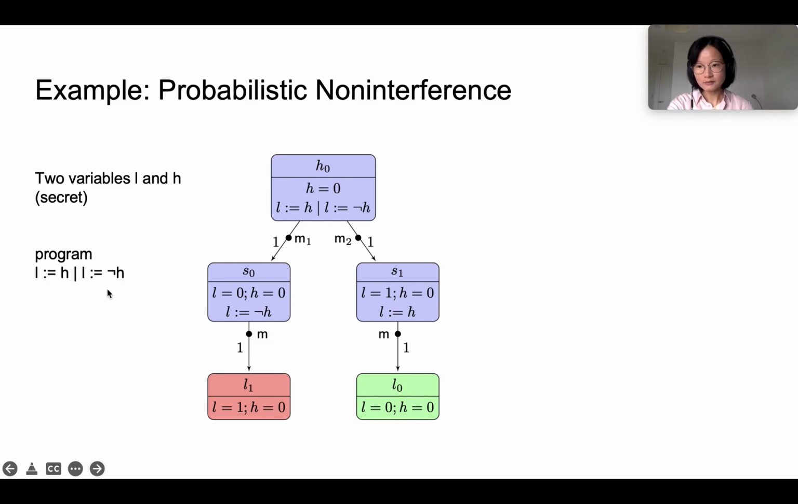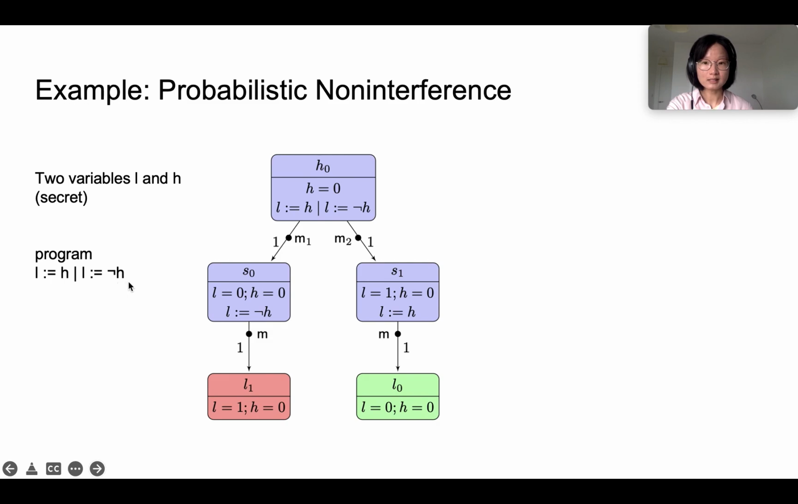Here I give you an example of a simple concurrent program with just two Boolean variables, L and H. L, as its name suggests, is a low variable and H is a high variable. This program consists of just two instructions: L is assigned the value of H, and L is assigned the value of not H.